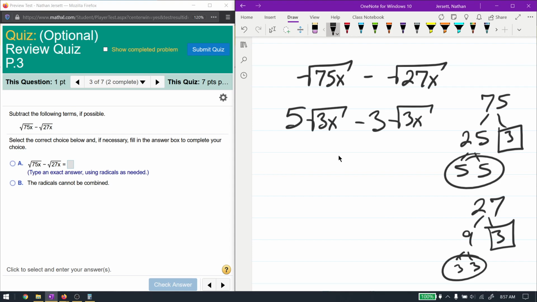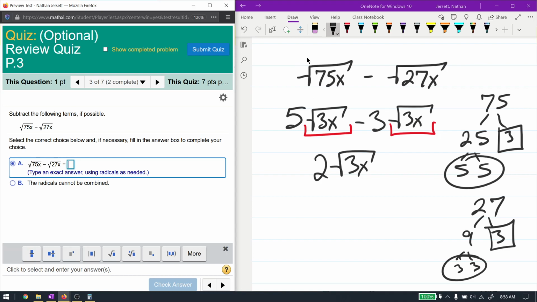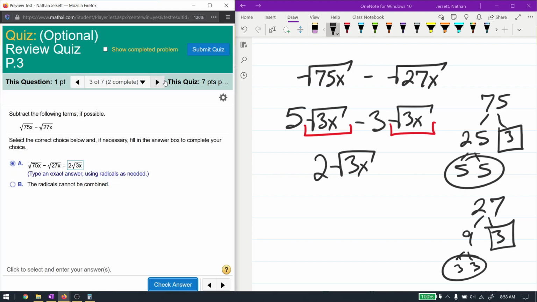And now you see that these radicals have the same radical and the same argument. Therefore, we can combine them. 5 minus 3 is 2 times root 3x. So that's how you can combine them. You can only do that if they're completely simplified. So that's why we like to simplify them down. It tends to be easier to work with. All right.